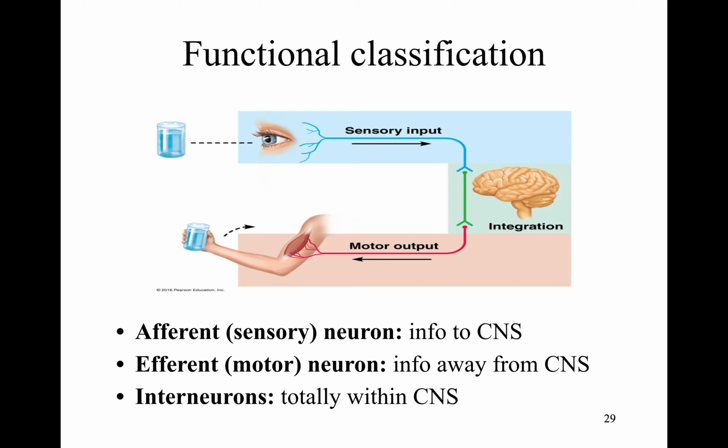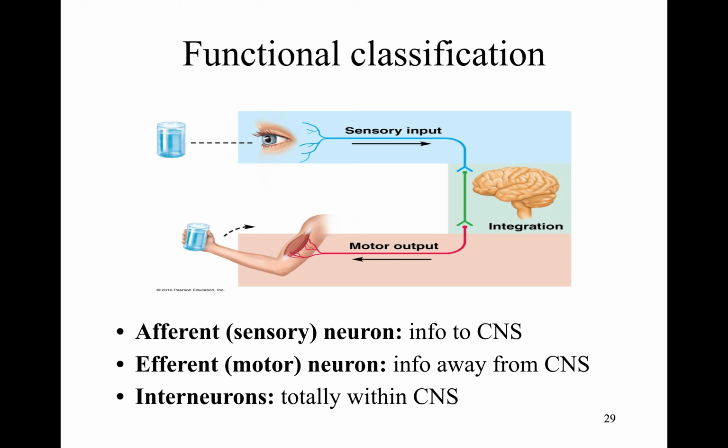So that leads us into the functional classification of neurons. We can classify neurons based on their function. Neurons could be considered sensory or afferent neurons if they're carrying information towards the central nervous system, or towards the brain and the spinal cord. So they're transmitting impulses from those sensory receptors toward the CNS, toward those integration centers.